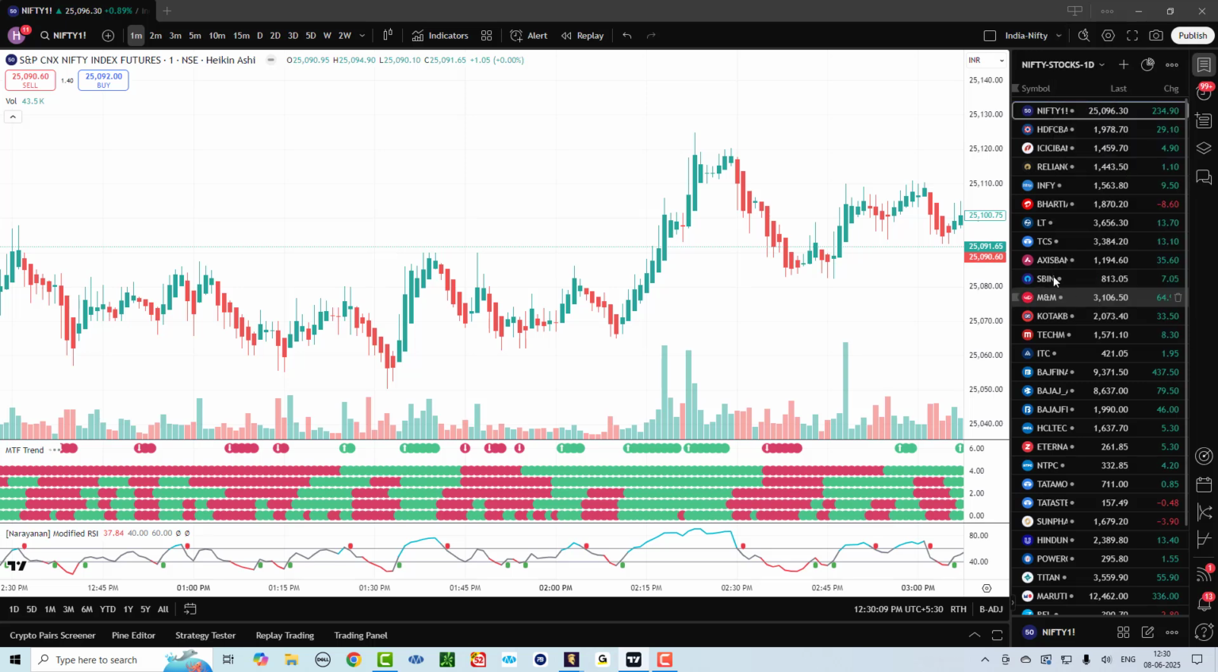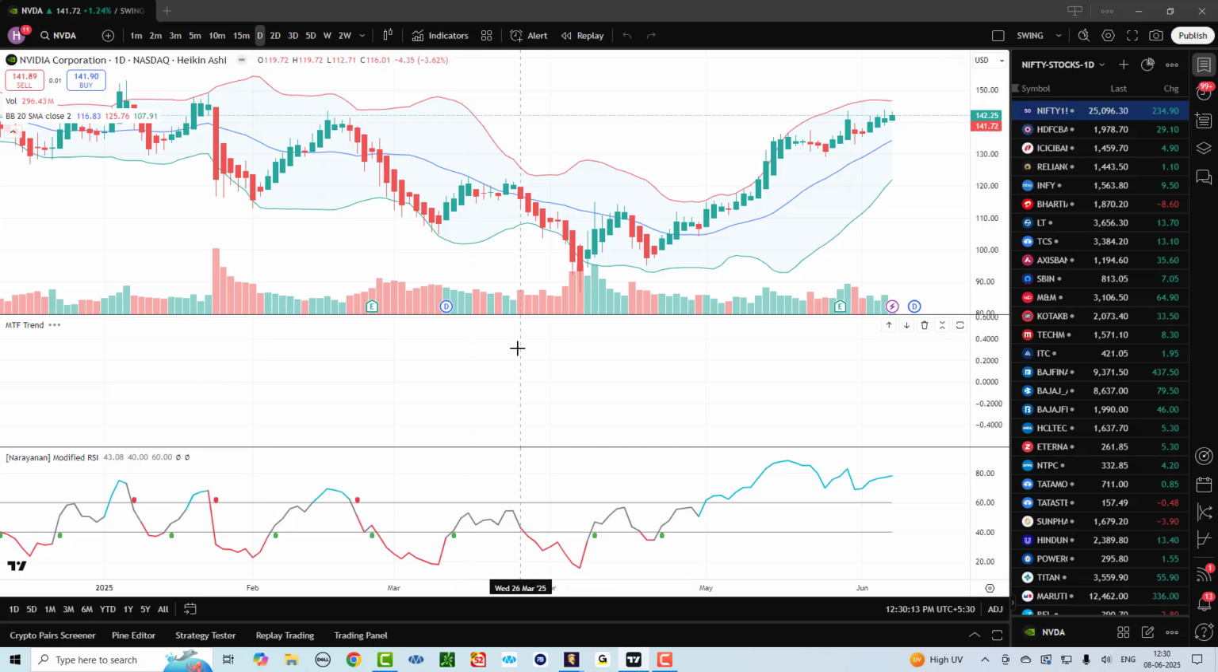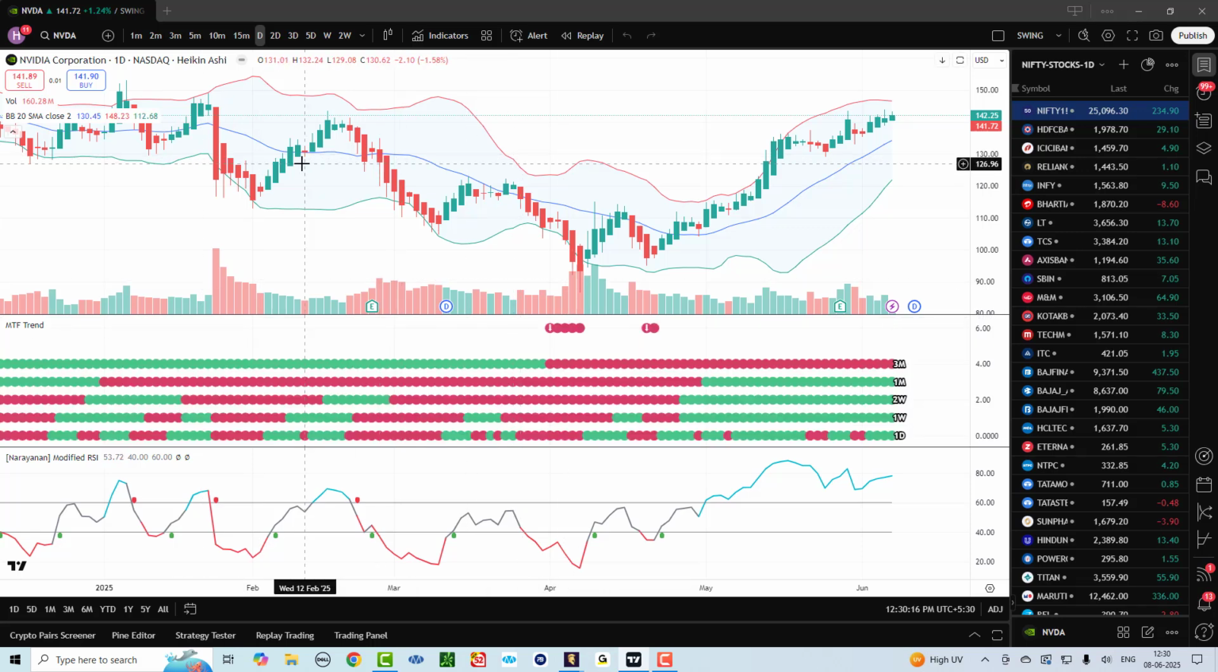So we can go to a swing trading kind of an environment, and this is more of a daily chart. So the lowest level is the daily chart. The next level is 1 week, 2 weeks, 1 month and 3 months. You can change these settings to anything. You can put 1 day, 2 days, 3 days, 5 days and 1 week also.